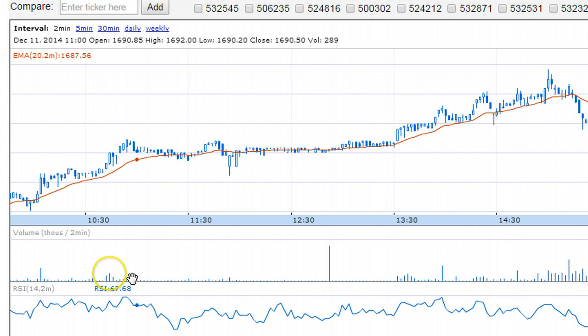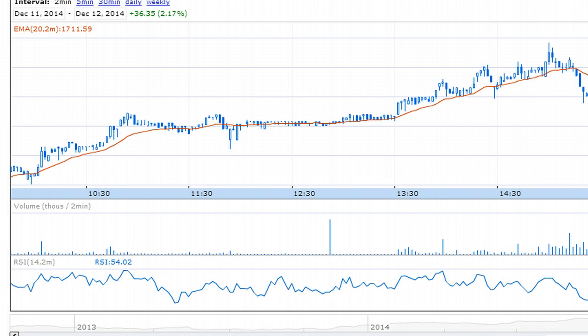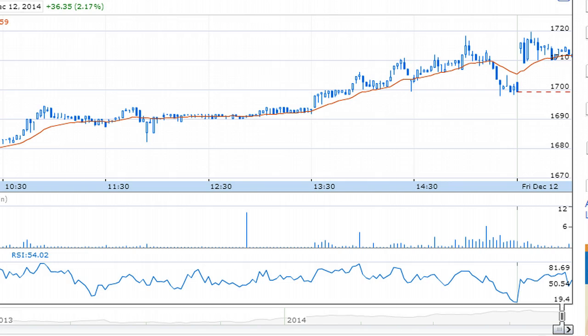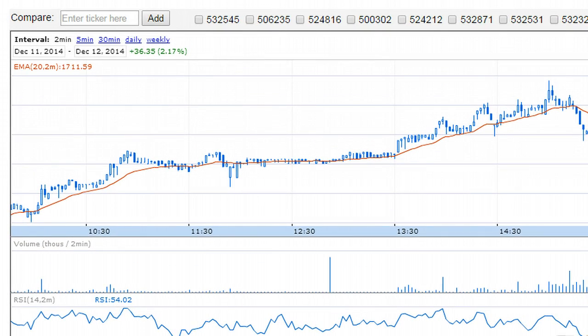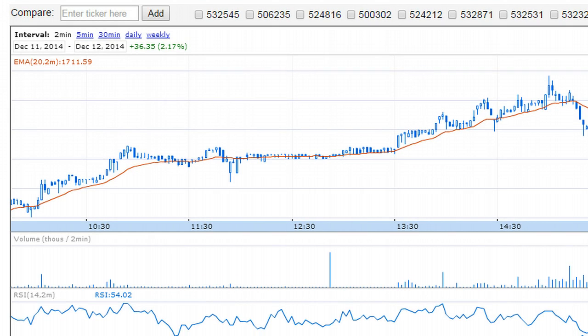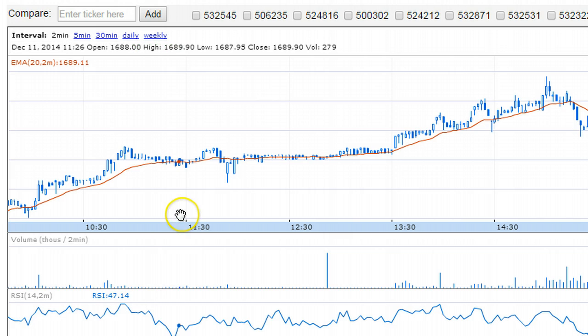For example, if you see here, since morning yesterday, it was constantly above the EMA line. The RSI was always higher. You can see that in the morning until noon, the lowest RSI was only 50, and it was constantly exhibiting positive momentum. And you can see that it was constantly above the EMA line, and it was stuck flat on the EMA line between 11:30 to 1:30.